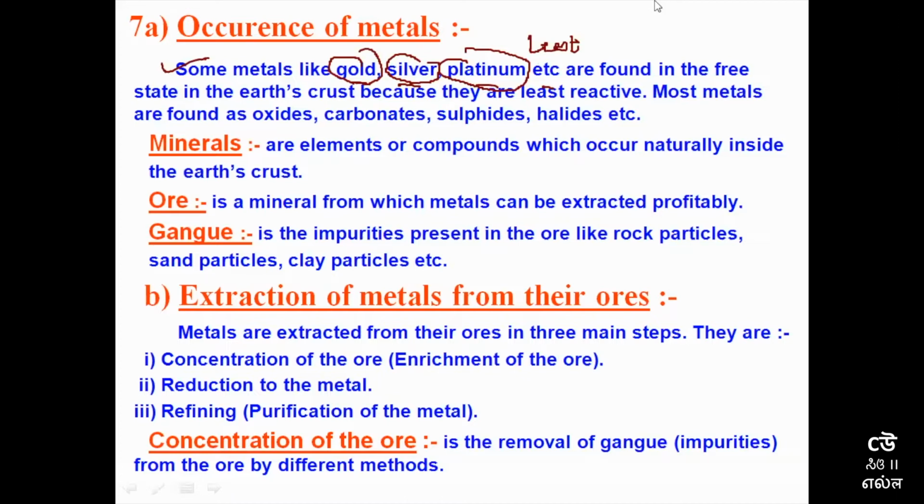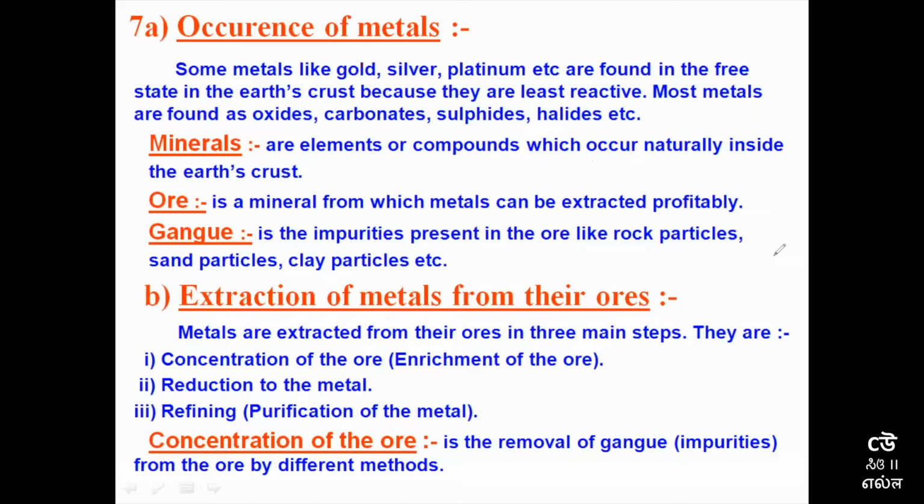Most metals are found as oxides, carbonates, sulfides, halides, etc. So, this thing should be clear to us that if it is about gold, platinum, or silver, these are going to be there in the free state. Reason being, these are least reactive.